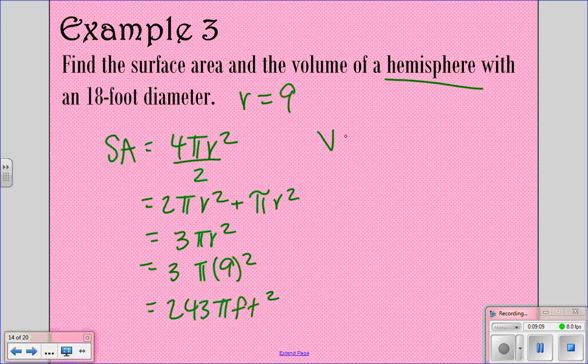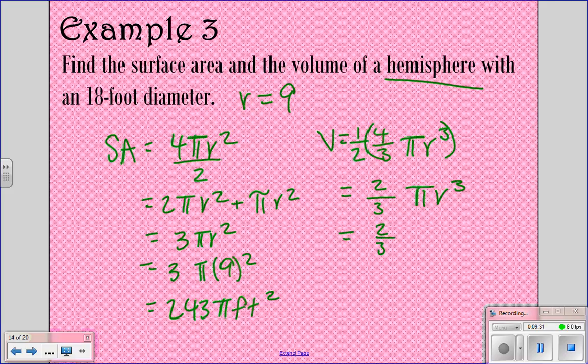Now for the volume. We have 4/3 pi r cubed, but we only want half of it because we're looking at a hemisphere. So half of 4/3 is 2/3. And so now we plug in our radius. And so we have 9 cubed. And then we multiply that by 2/3. And I get 486 pi, and it's feet cubed.